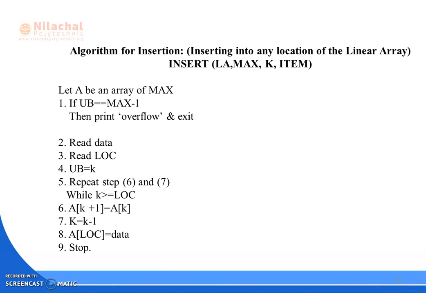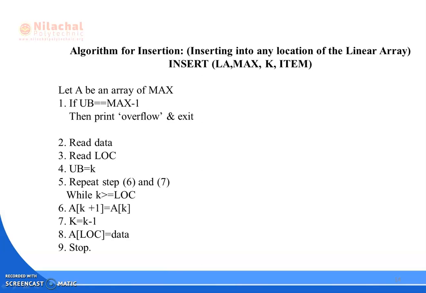So let's see the fifth step. In the fifth step, it says to repeat steps 6 and 7 until the k variable is greater than or equal to the location. You can mark that in our previous algorithm, insertion at the beginning, k was running from upper bound to the lower bound, but here we don't have to go to the lower bound. We have to insert at the location. So k is going to run up to the location only.